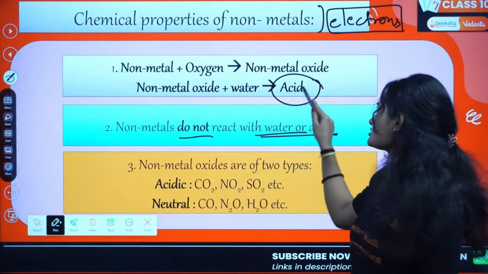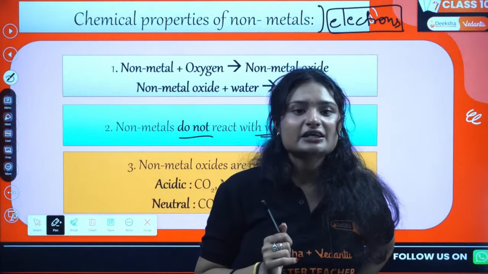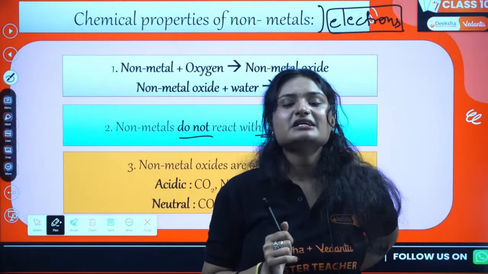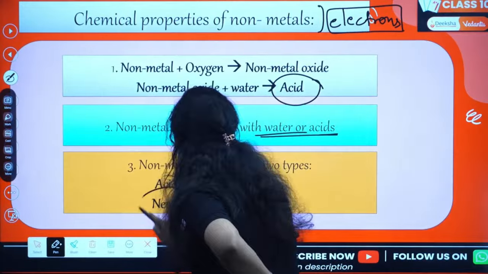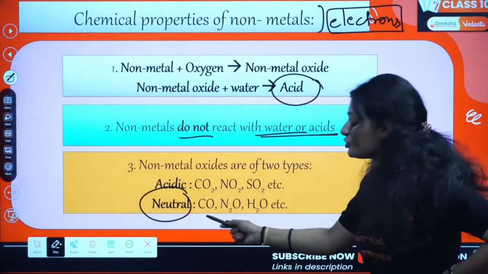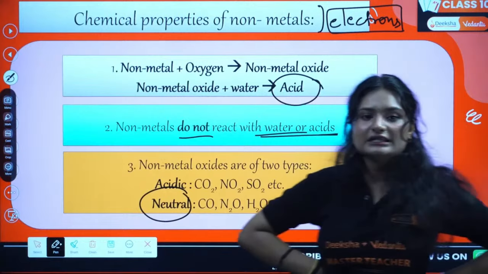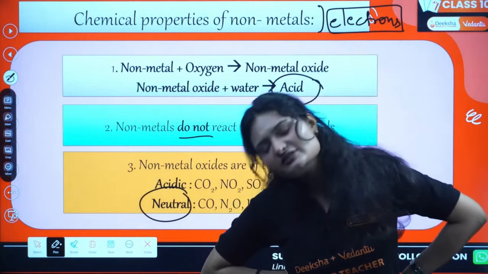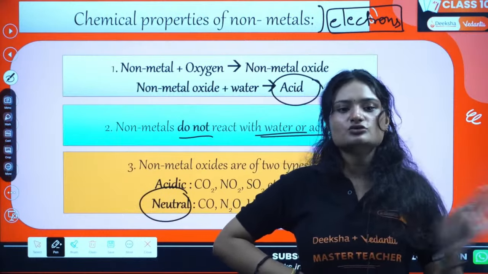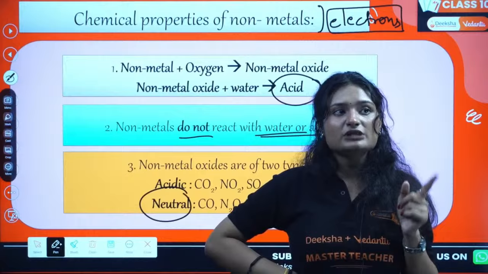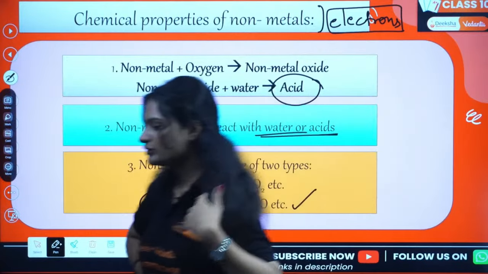Now you have non-metallic oxide, I told you, but what is the nature of non-metallic oxide? They are acidic in nature, but there are some non-metal oxides that are neutral in nature. And what are those? Carbon monoxide, nitrogen oxide, water. These all are neutral in nature. That means they do not react with acid or base. They are not acidic nor basic. Amphoteric oxides react with both acids and bases. Neutral ones do not react with acids or bases. Okay, moving on.